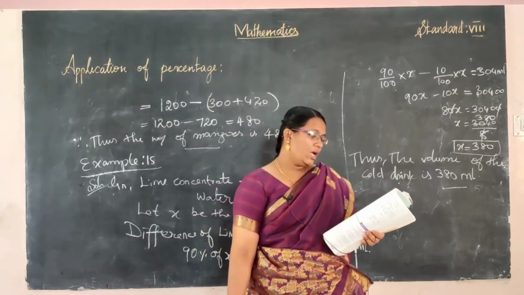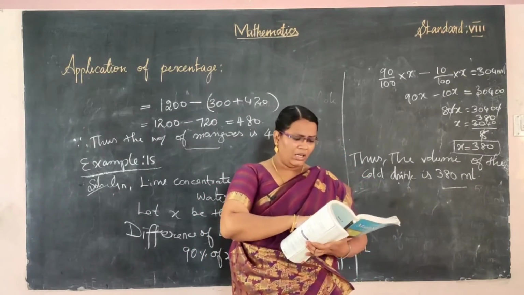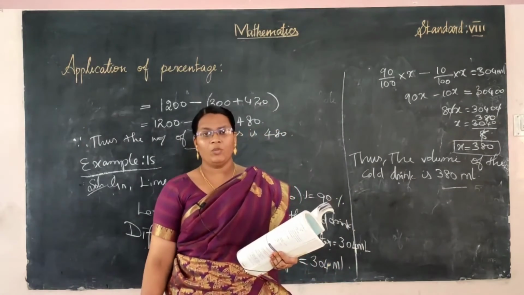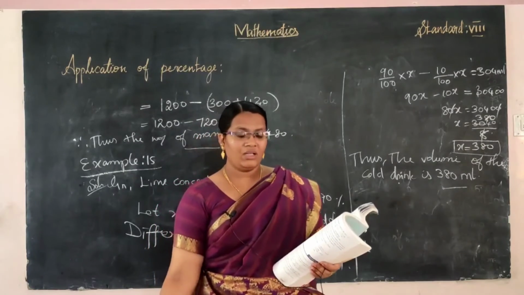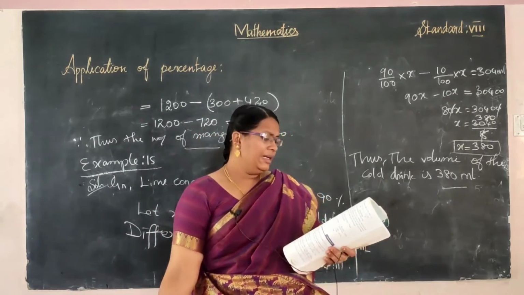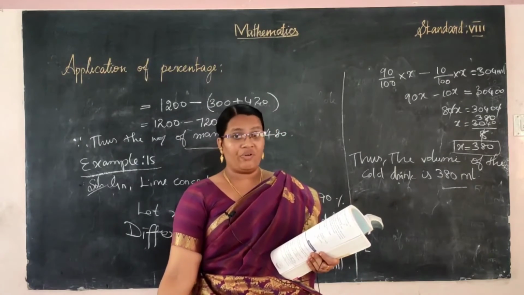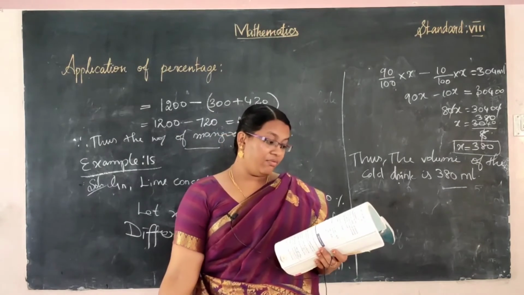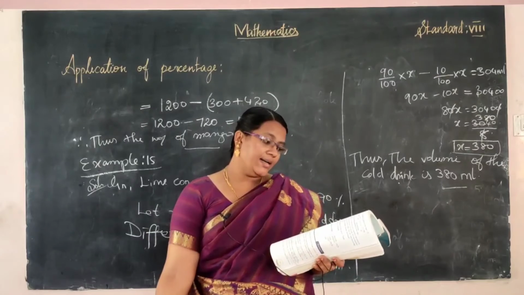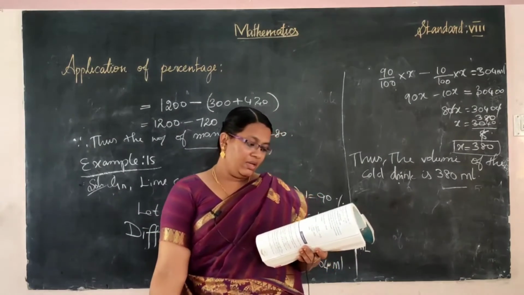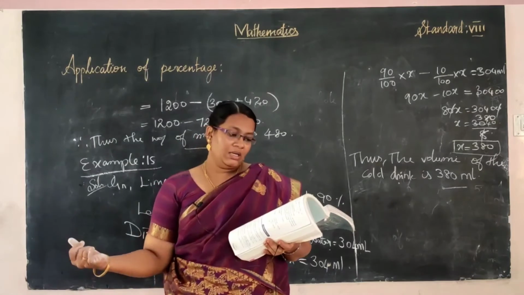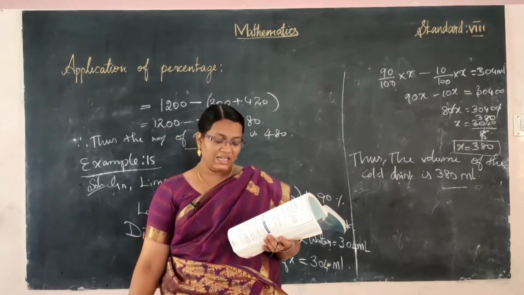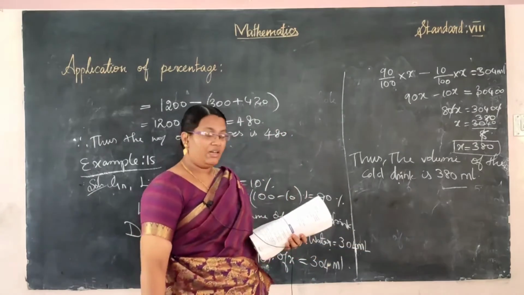And example 16: a number is first increased by 25 percentage. So 25 percentage increased, so 100 plus 25 is 125. Then decreased, so 100 minus 25, 75 percentage only. Find the net increase or decrease percentage. So what we do: first find the increasing percentage and decreasing percentage.